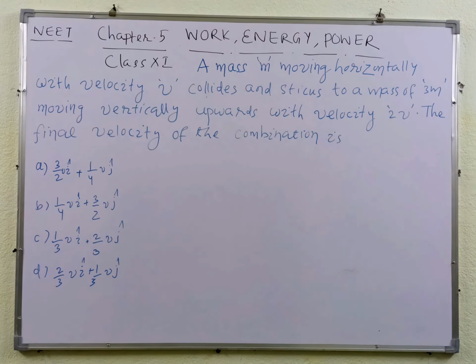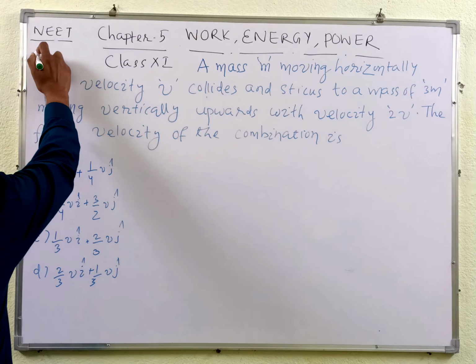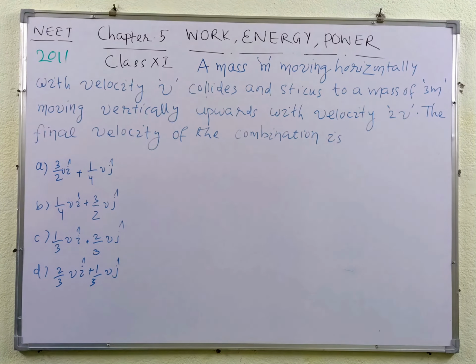Students, this question was asked from chapter 5 of class 11, that is work, energy, power, in the year 2011. The question asks: a mass m is moving horizontally with velocity v, collides and sticks to a mass of 3m moving vertically upwards with velocity 2v. The final velocity of the combination is how much?